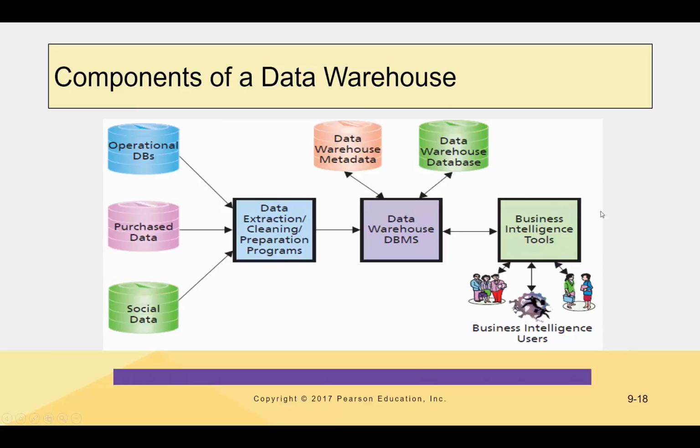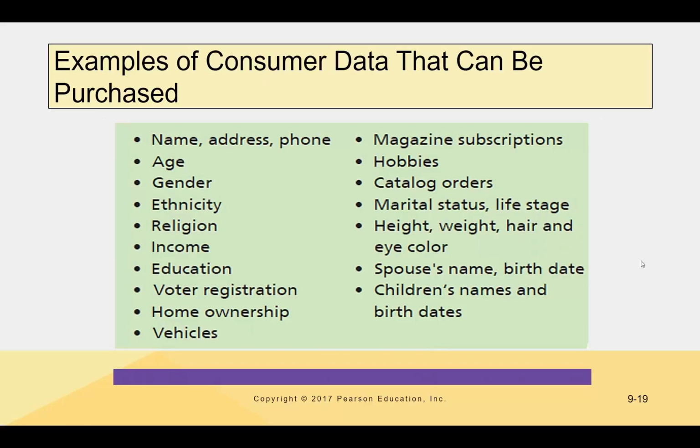Components of a data warehouse. I'll let you look through this model really quick. Purchasing data. There you are. Somebody has this. How do you find it? Google data purchase, and you will find it. Just about anything you want can be bought.